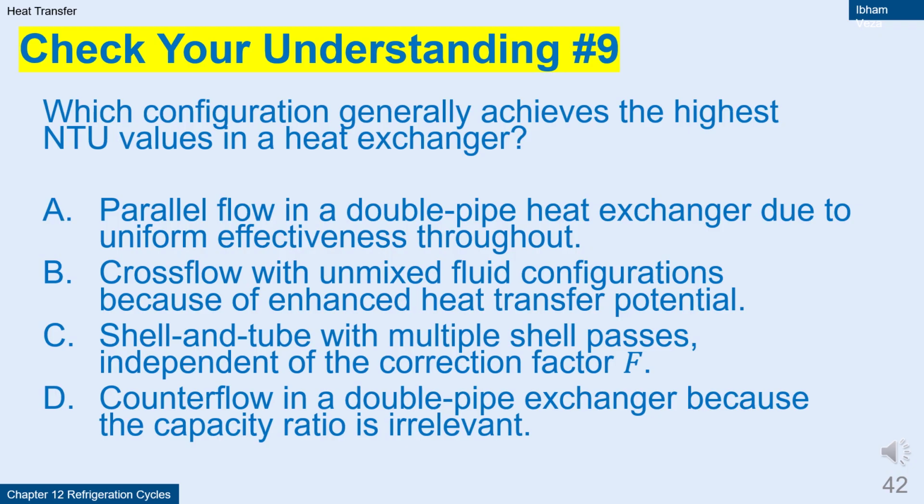C. Shell and tube with multiple shell passes, independent of the correction factor F. This is incorrect because the correction factor F significantly impacts NTU calculations in shell and tube heat exchangers, especially for multiple passes. D. Counterflow in a double pipe exchanger because the capacity ratio is irrelevant. This is incorrect because the capacity ratio C is a critical parameter in determining NTU and effectiveness, even in counterflow configurations. Counterflow is effective, but not the highest in all cases.